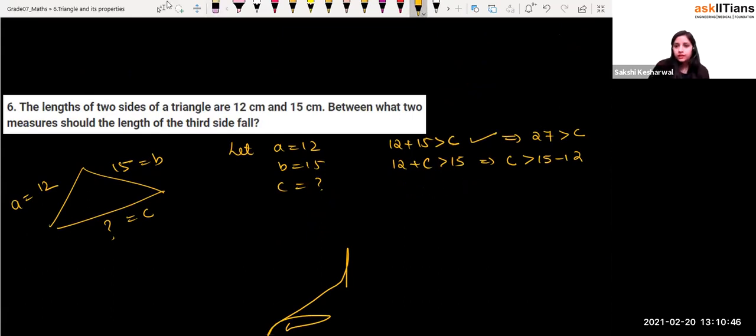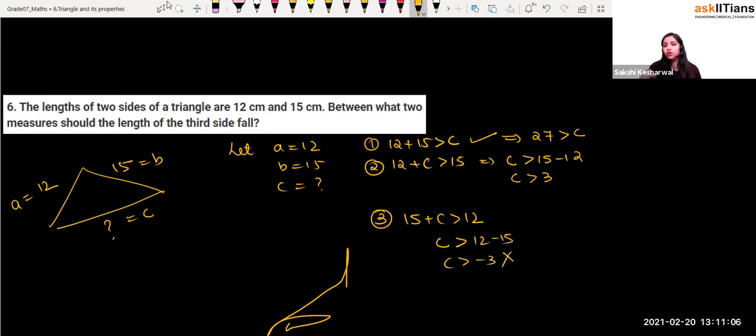Now just see. Can I say that C is greater than, that is what, beta, 3, right? Now what was the third inequality? This is first, this one is second, and this one is your third, right? The third says that 15 plus C is greater than 12. Now can I use transposition again? 12 minus 15, so C is greater than negative 3. We will not be taking this because this side cannot be negative, right?